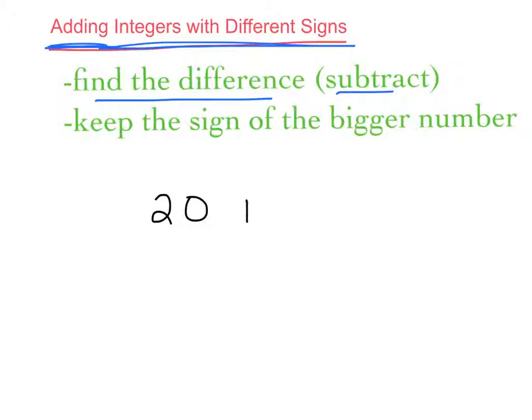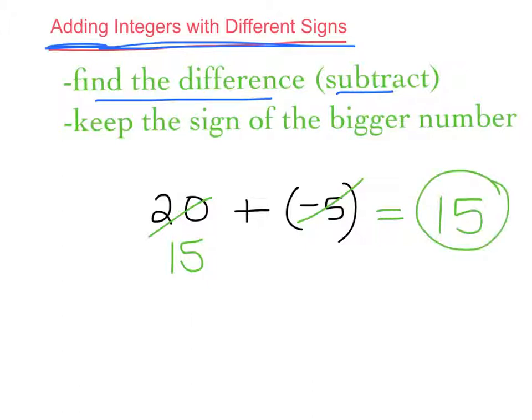So here's an example. 20 plus -5. I can see they're different, so I can't combine them, because one's positive, one's negative. I know that these 5 negatives are going to cancel 5 of those. So take 20, take away 5, so I'd still have 15 left. So my answer to this is +15. Basically I just subtracted those, and then there were more positives, so my answer is positive.